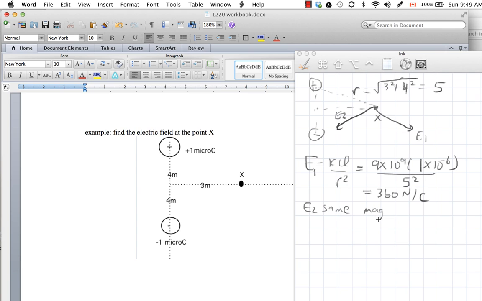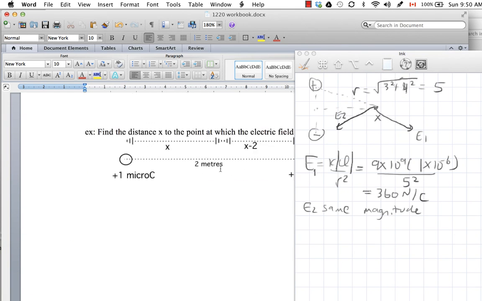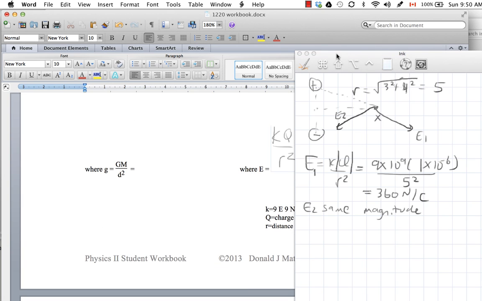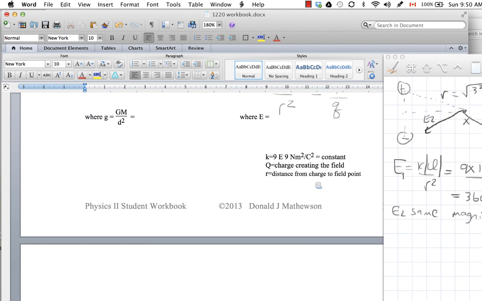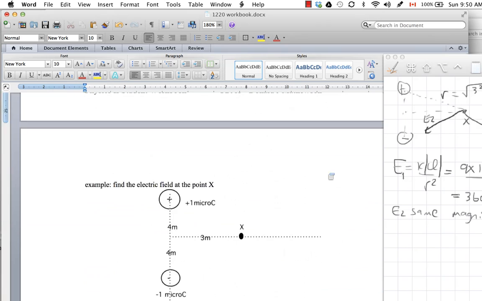We need to think next about direction. Oh, I suppose I should say that just like electric force, electric field has an absolute value in it. Let's go back here and put that absolute value in, because the minus doesn't have any physical significance. Okay, so put absolute values here and also here, because these things have to be positive numbers. Back to our example then.